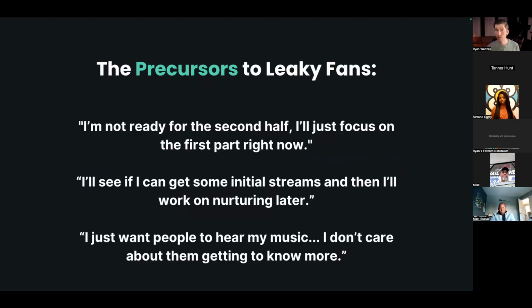They'll say things to me like, I'm not ready for the second half. Like, I'm just going to focus on the first half of the fan journey right now. And so they just go after streams. They just go after streams over and over again. They never pay attention to that golden zone. And so it's just a self-fulfilling prophecy at that point.